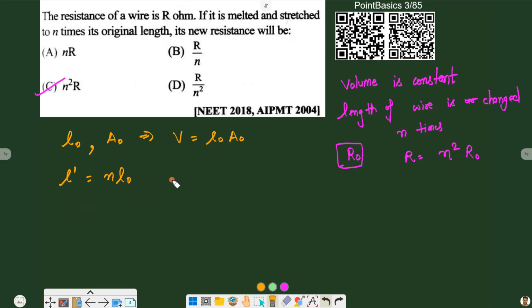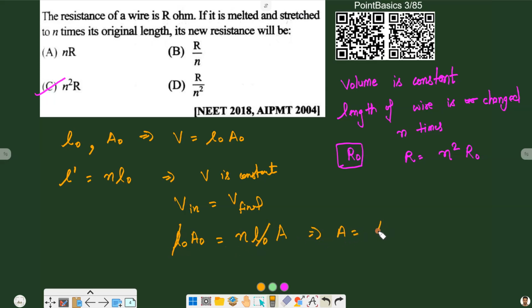From this what we can say, as volume is constant, initial volume is equal to final volume. Initial volume is L node times A node, and final volume will be final length into final area. Final length is n times L node and final area, suppose it is A. So from this L node gets cancelled and we have final area is equal to old area A node by n.